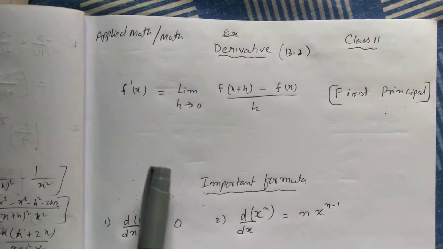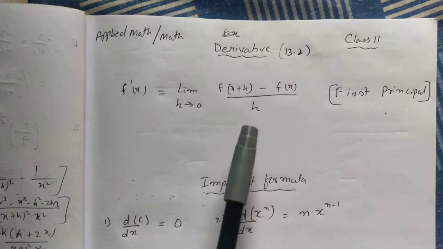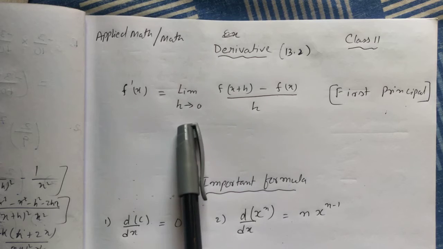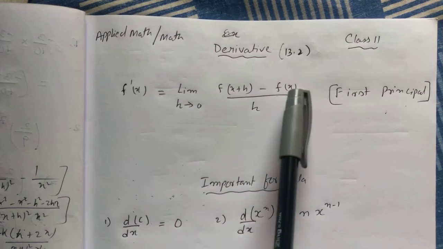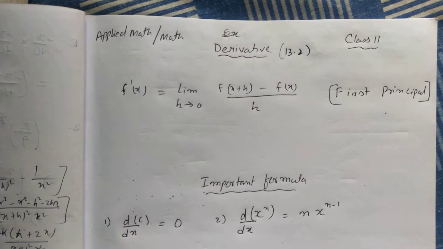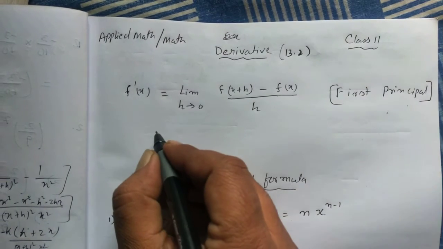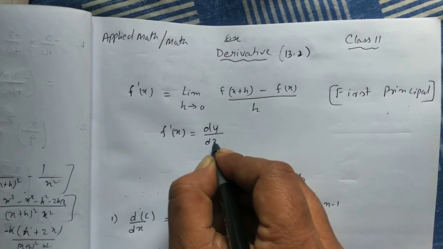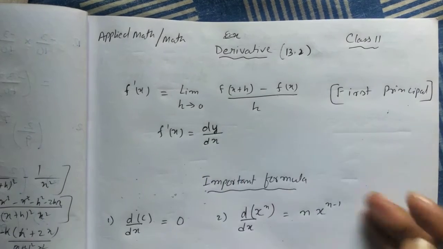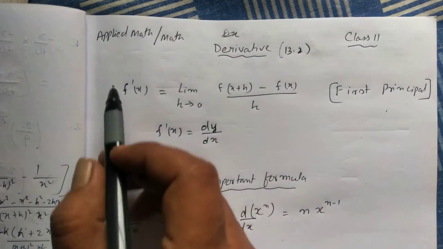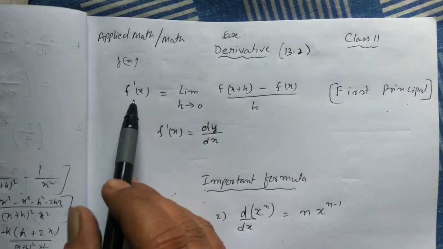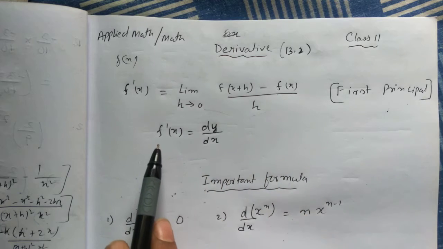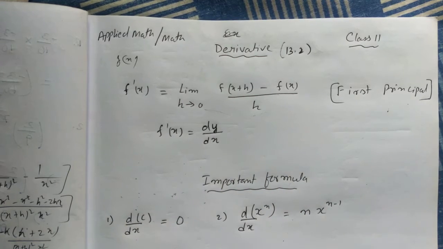So to find the derivative using the first principle, the formula is f dash x equal to limit h tends to 0, f of x plus h minus f of x by h. This derivative f dash x is also written as dy by dx. When you are deriving f of x, we write f dash x for the first derivative, and the formula is this one, and f dash x can be written as dy by dx also.